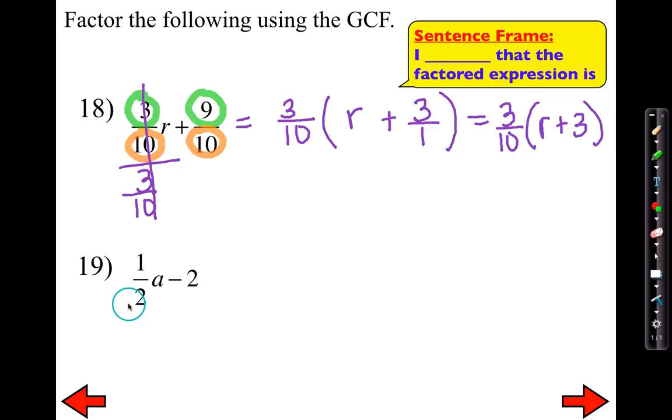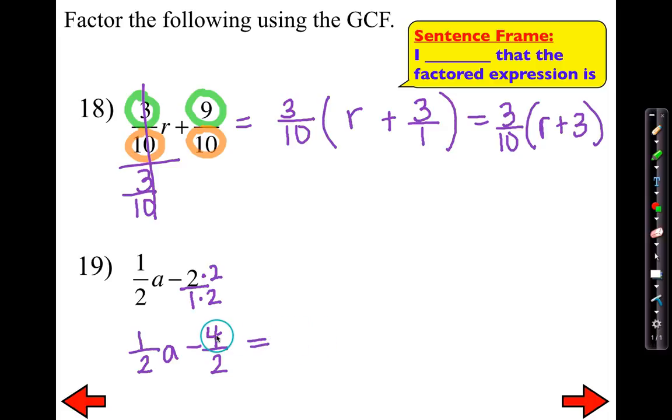Now, I'm going to repeat the process for number 19. First, I need to check that my denominators are the same. This one needs to be turned into a fraction to compare. These denominators are not the same, and I could make them the same simply by multiplying this denominator by 2. That leaves me with 1/2 a minus 4/2. Now you'll notice here, 4/2 is still 2, so these are definitely equivalent.